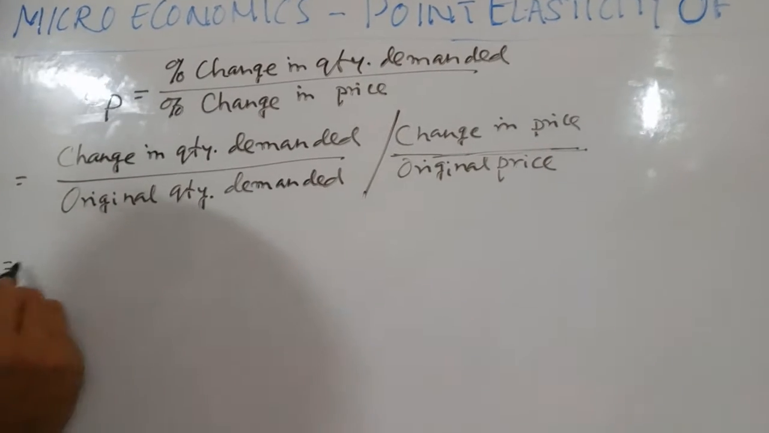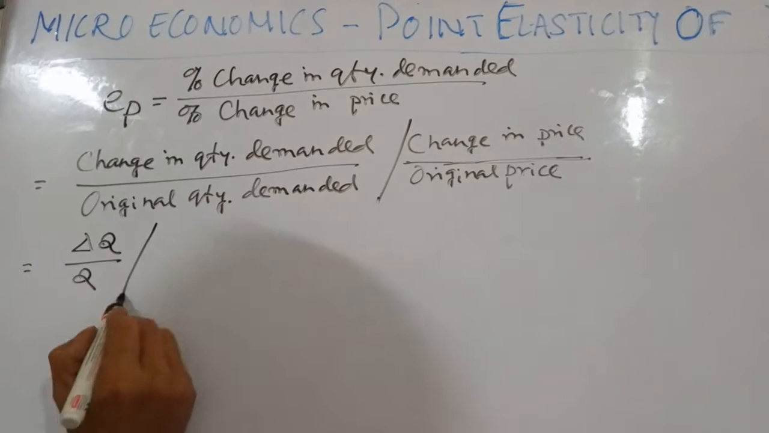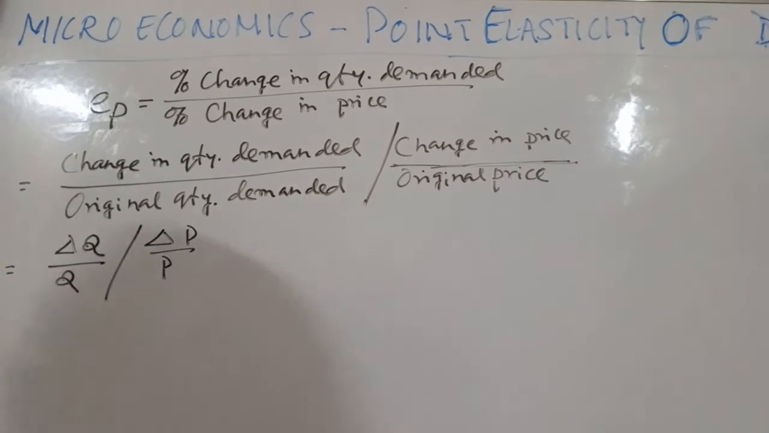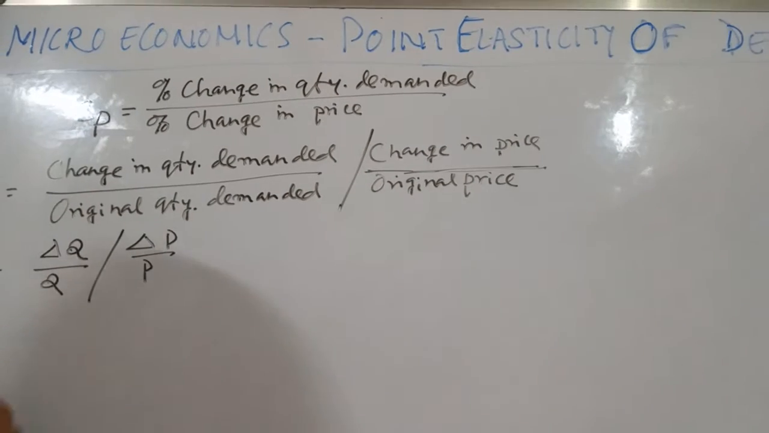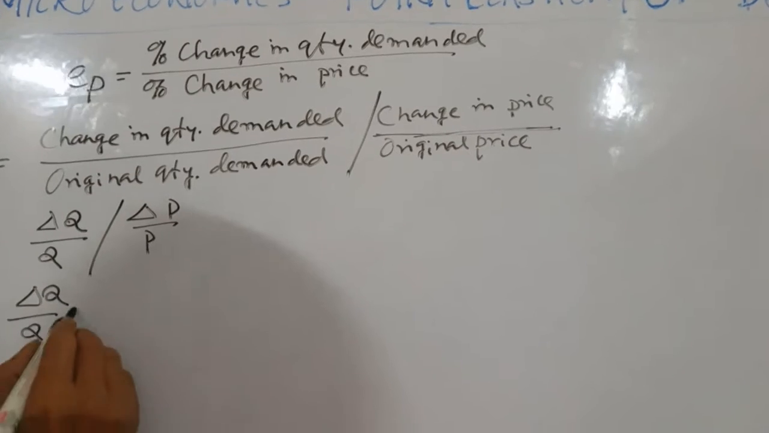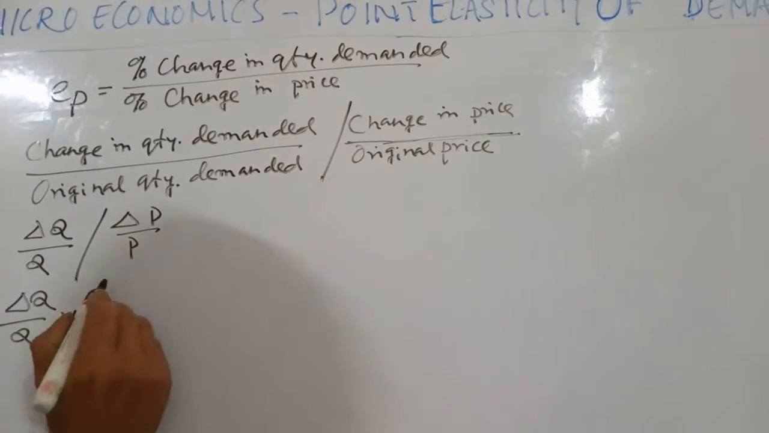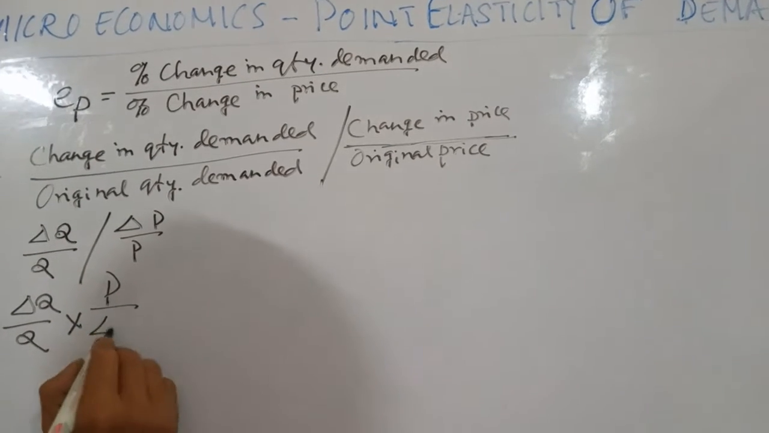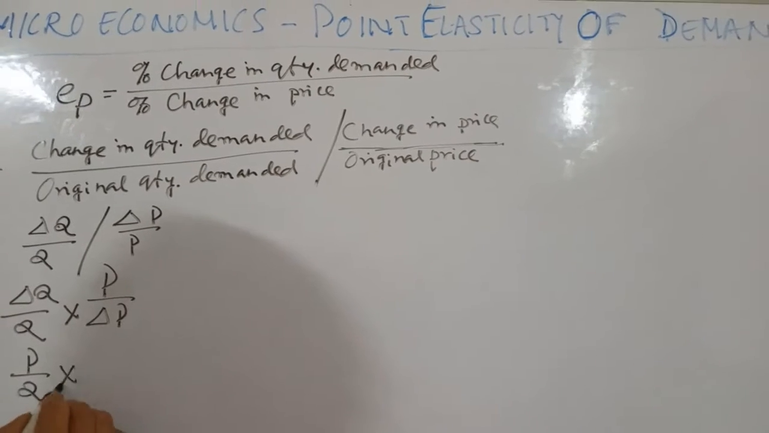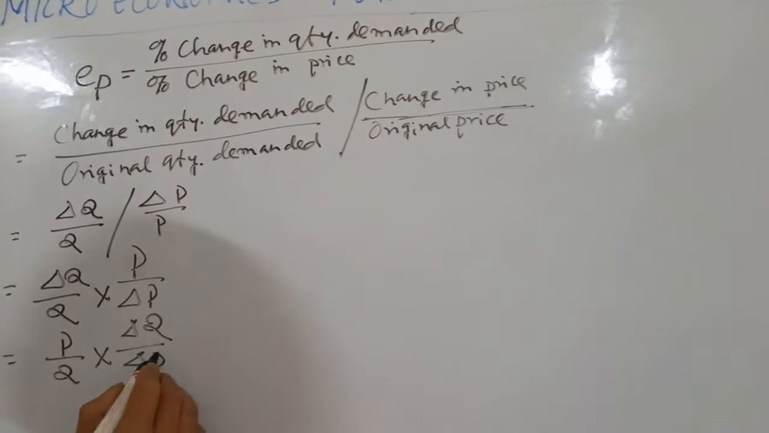original price, that is equal to delta Q by Q divided by delta P by P, right? That is equal to delta Q by Q into P by delta P, equals P by Q into delta Q by delta P.